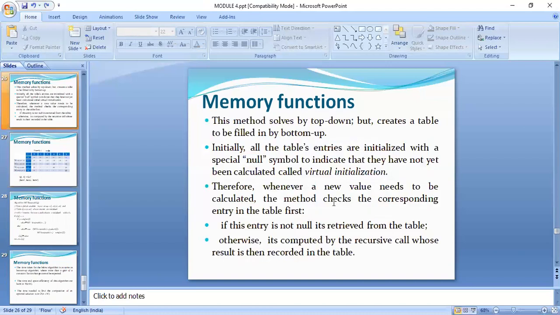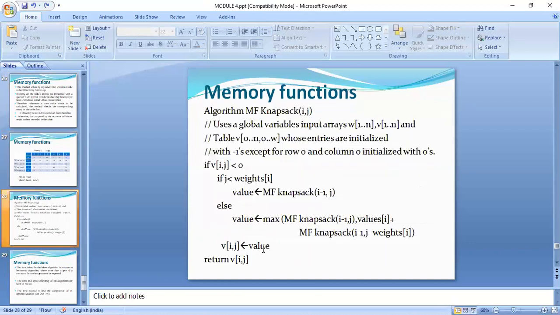In that case you have to check: if the entry is not null, then you have to retrieve it from the table. If the entry is null, then we use the recursive call to compute the value and record it in the table. So here you are given an algorithm. There are n items. Each item has its corresponding weight and value, which is a single-dimensional array. We will store these values in a two-dimensional array where the size varies from 0 to n and 0 to w.